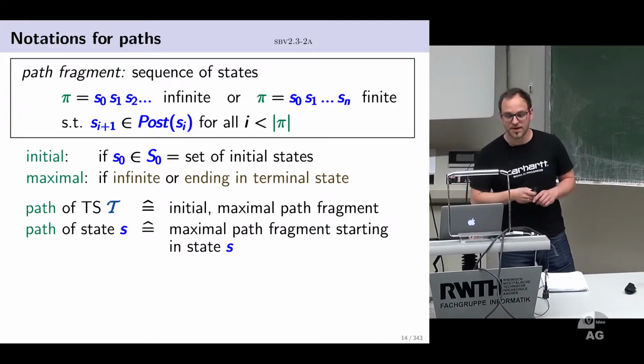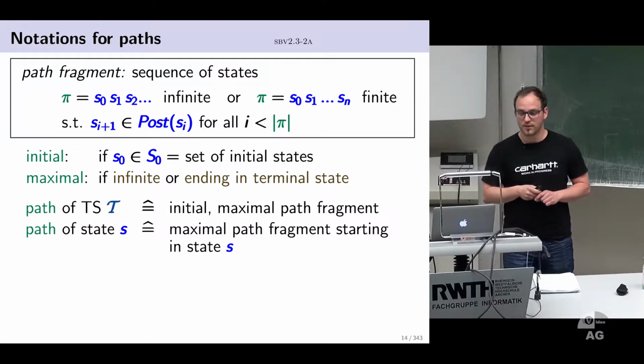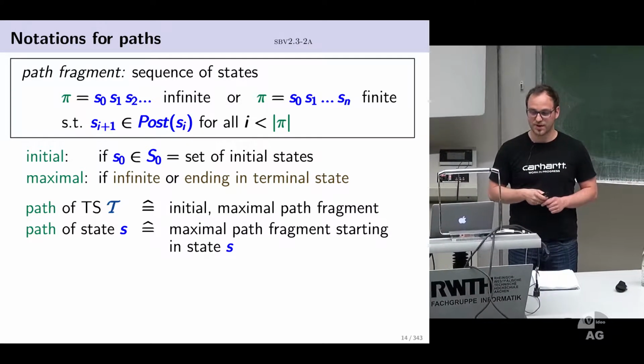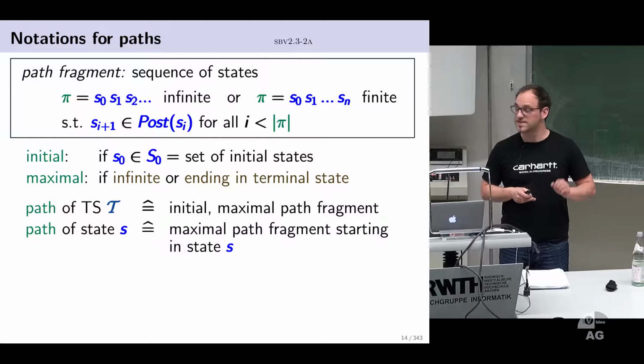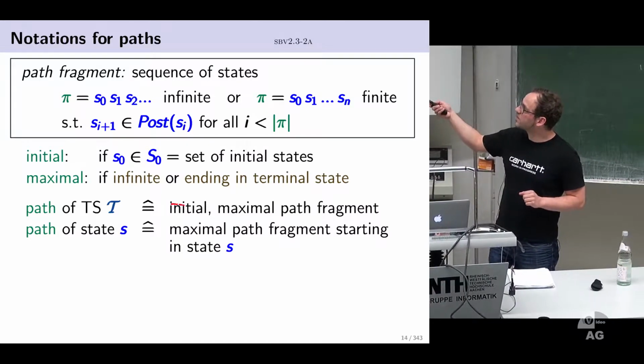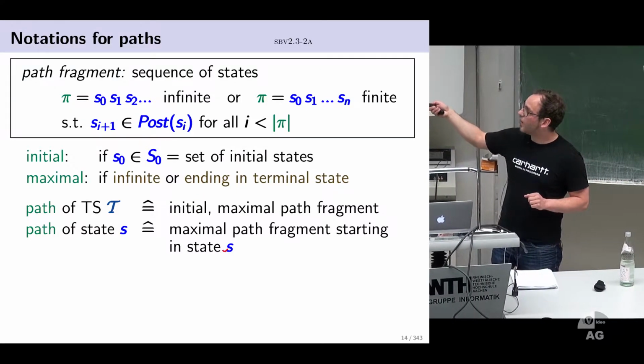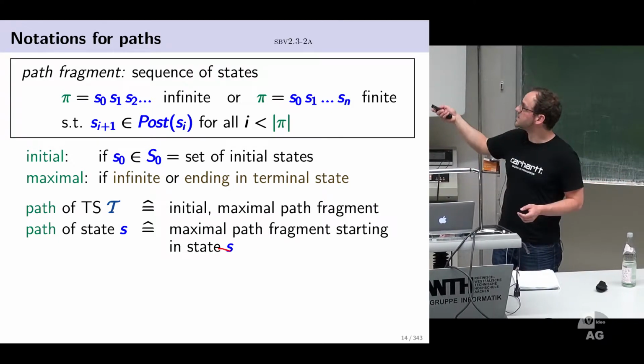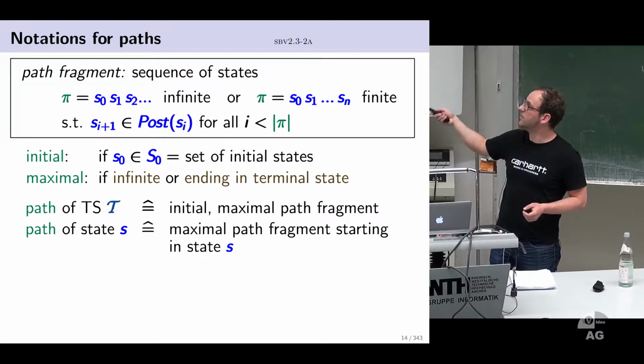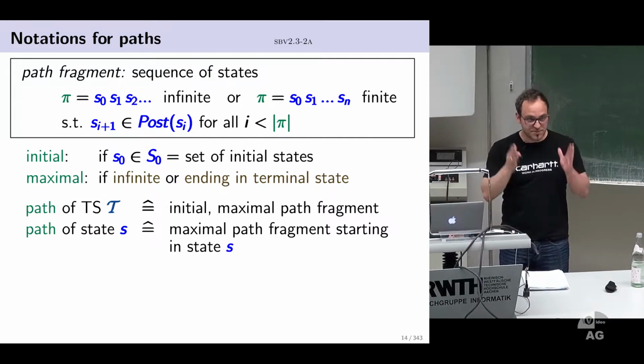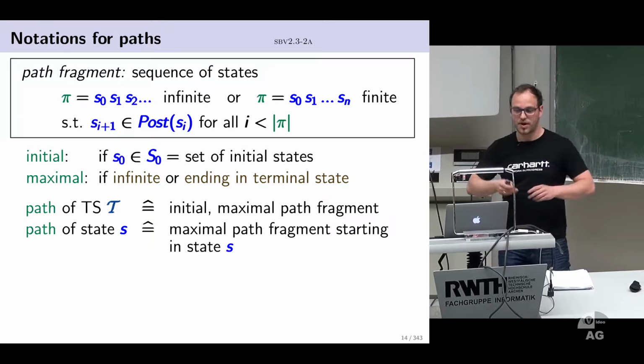And because that will come in handy later, we're also going to formalize what is a path of a state. Intuitively, we're just going to drop the initial here and require that it starts in state S. But otherwise, it's the same. It's still a maximal path fragment, just starting in some specific state S and not in some initial state.